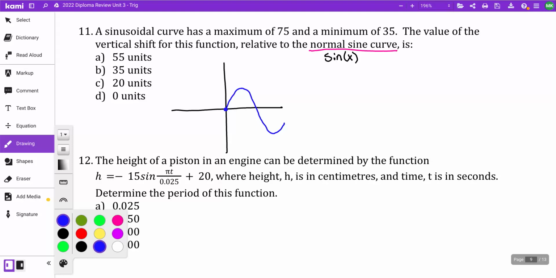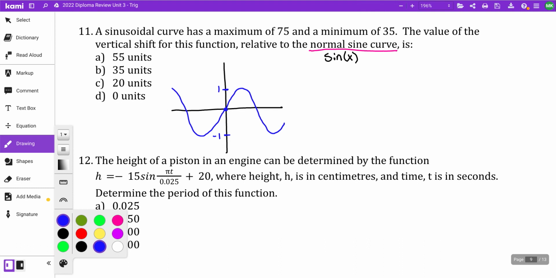That maximum that it hits is 1. The minimum that it hits is negative 1. And it does that exact same pattern the other way too. Perfect. We're all good with that. We all agree?